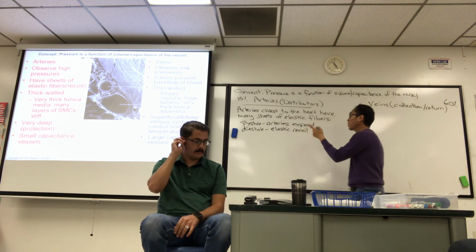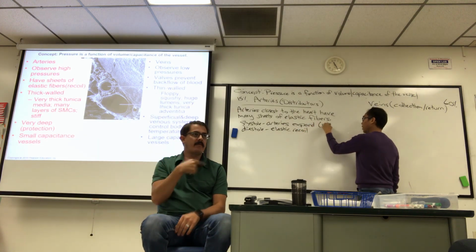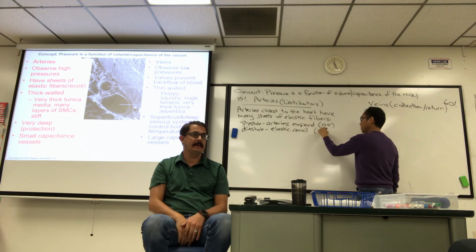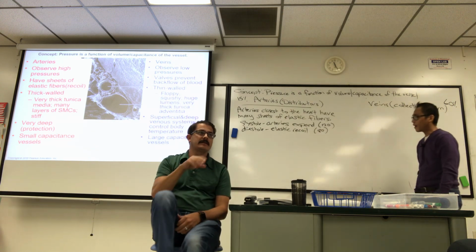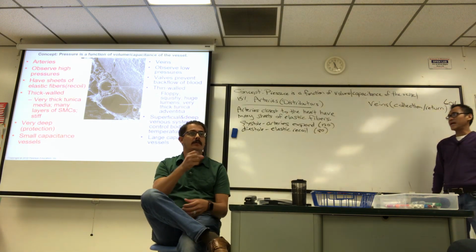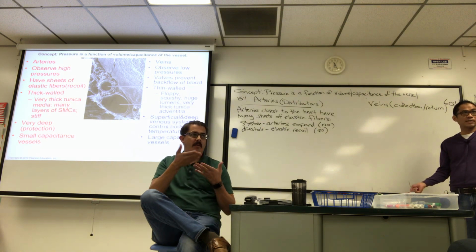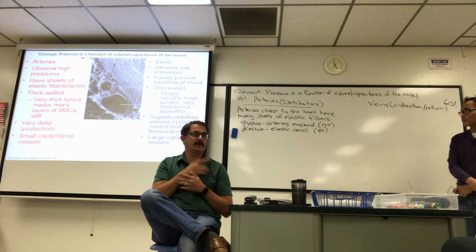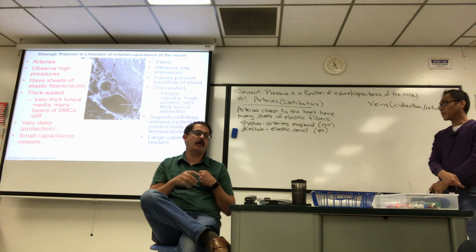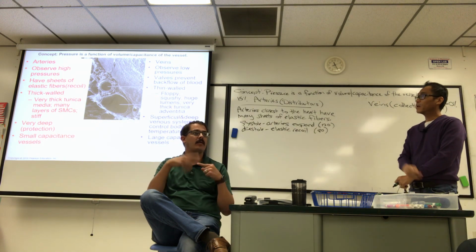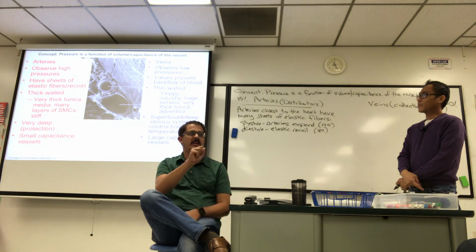That's why we observe the 120/80, right? The 120 and the 80 is the elastic recoil, that pressure that's maintained while the heart's in diastole. The heart's not providing any pressure. It's resting. It's refilling for the next cardiac cycle. Yes, that's the importance of the sheets of elastic fibers.